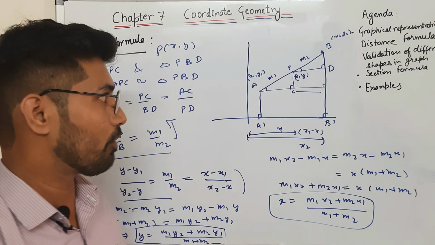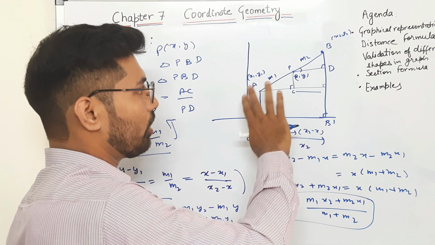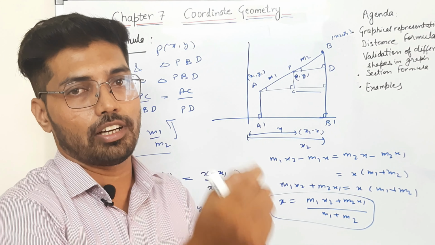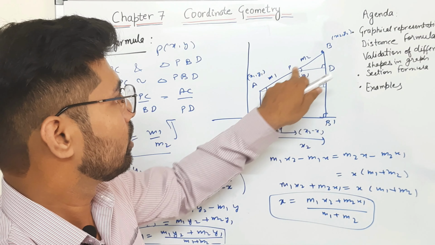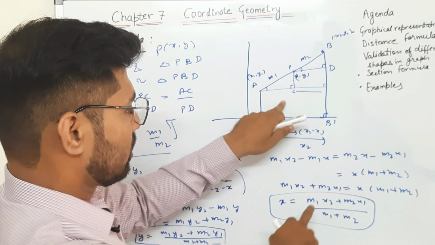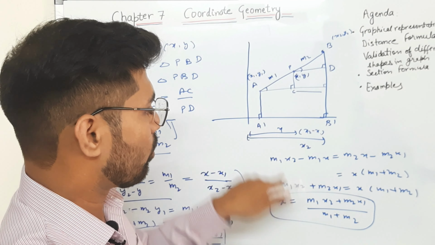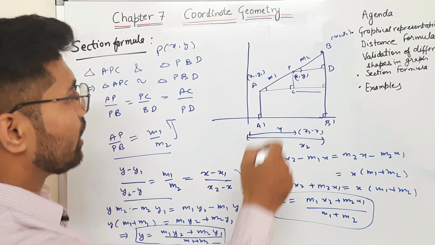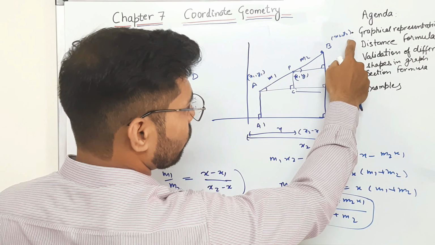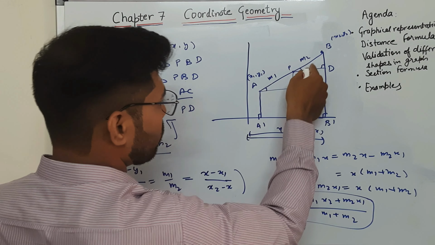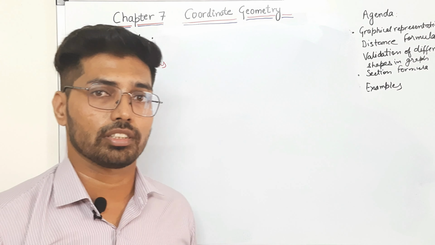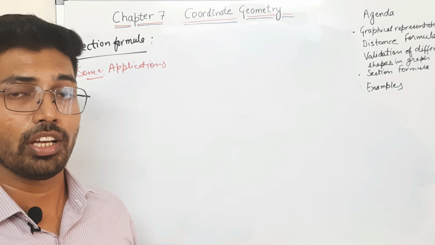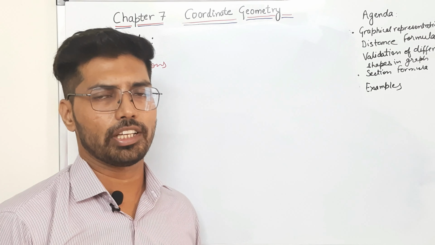So this is a generic equation where any point which divides AB in the ratio of m1 and m2, then what is the coordinate? X will be (m1 into x2 plus m2 into x1) upon (m1 plus m2), and the y coordinate will be (m1 into y2 plus m2 into y1) upon (m1 plus m2). Okay guys, now we understand what the section formula is. Now let's understand some applications of the section formula.